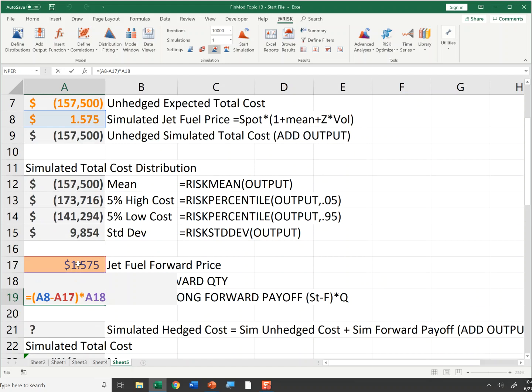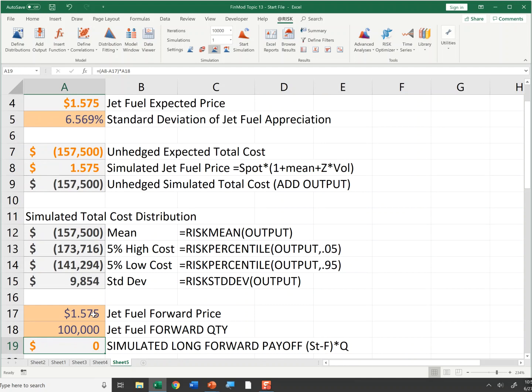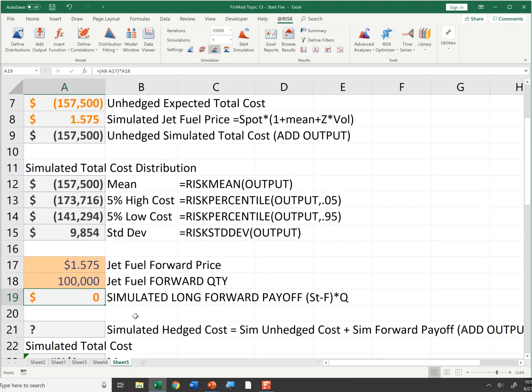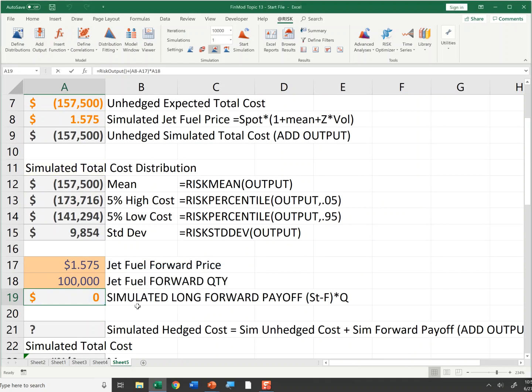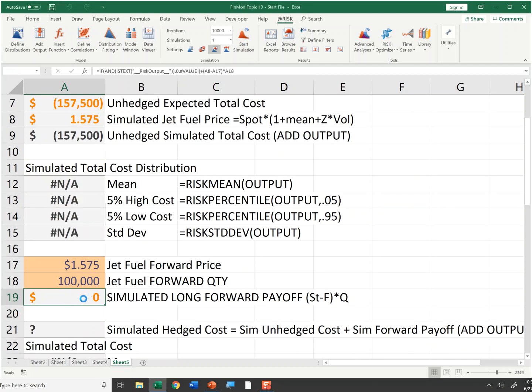So this is the expected payoff of the forward, which is 0, because in this example I made a very simple assumption that the forward price is the expected spot price. I could make that an output, and I could just run 10,000 iterations and see the expected payoffs of that forward contract.